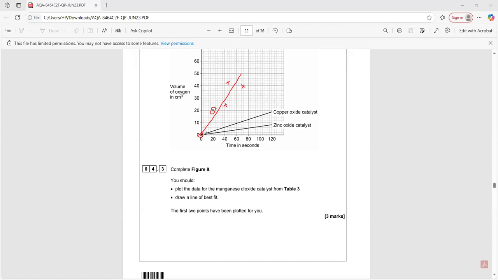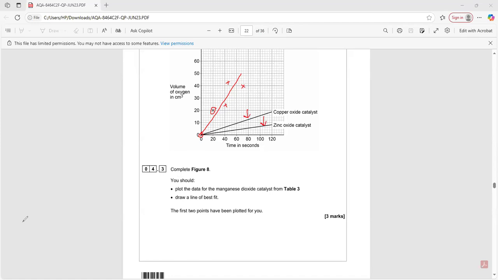A line of best fit is usually a line that goes between the points in your graph. It's not a straight line graph, but it's expected to be a straight line graph. So what we do is just draw the line in between the points. Now, when you draw a line like this, you can see clearly that the gradient is higher than the gradient for copper and the gradient for zinc. And gradient usually suggests speed, right? It suggests speed. So that's why I would say manganese dioxide.